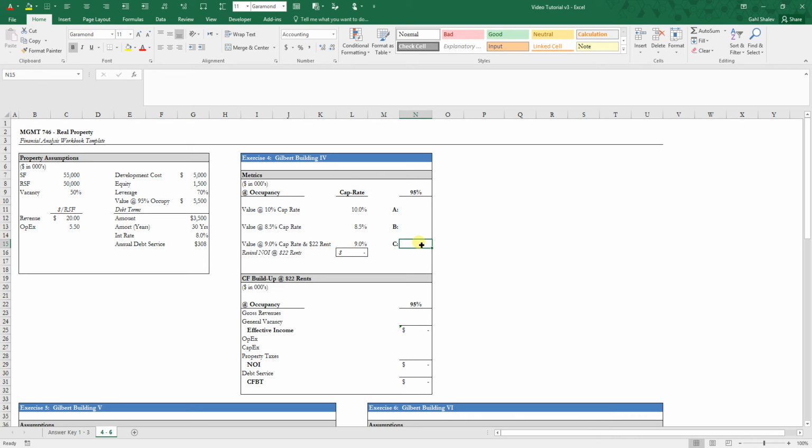This type of exercise is typically referred to as running sensitivities. There's often uncertainty behind assumptions that we make when valuing a building, so it's important to test how value changes when we adjust different variables from our base case or highest probability scenario.